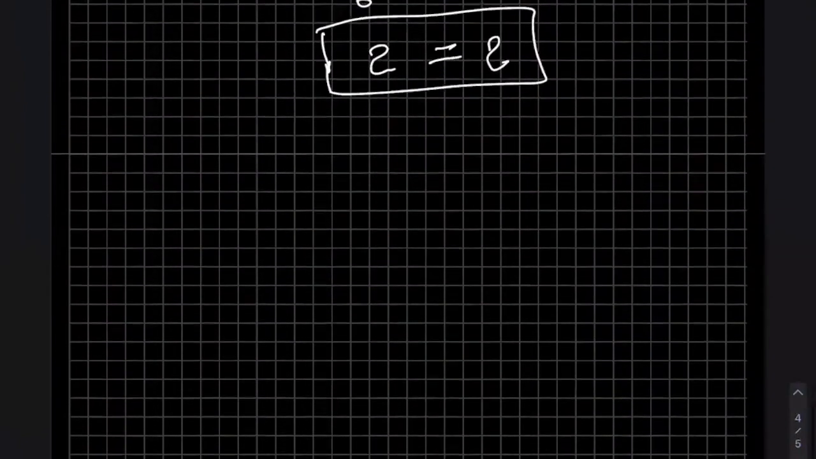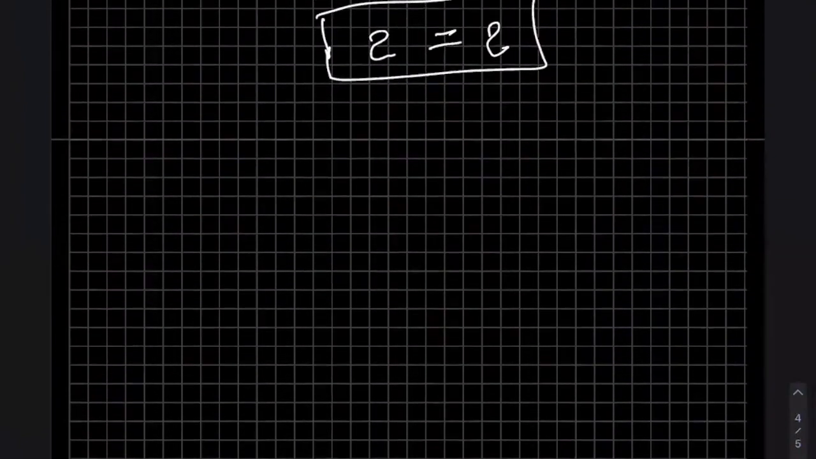That's all for today. In the next example, I'll show you what would happen if we have a different bottom number.